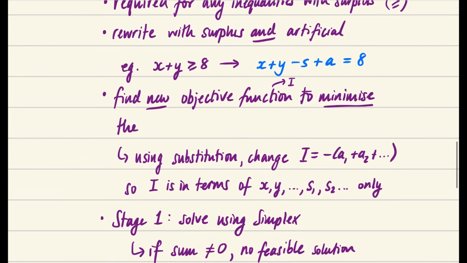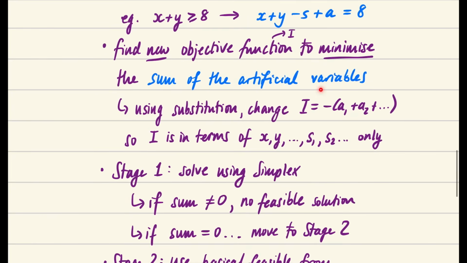Then the next thing we do is find a new objective function, which we usually use the letter I for, and we use that new objective function to minimize the sum of the artificial variables. The sum of the artificial variables. And we do this, which is this kind of thing that we've got here.